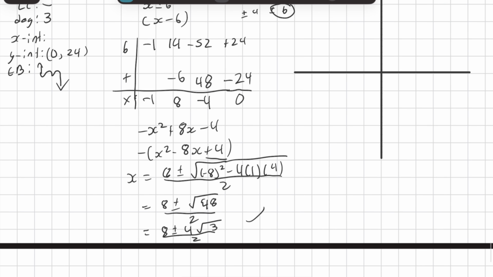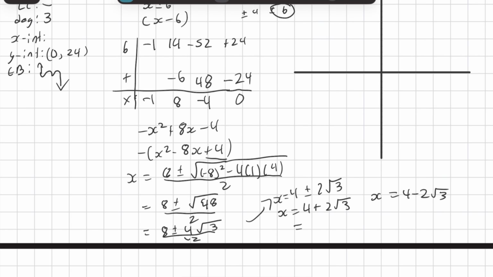I'm going to have to bring this back over here. So now you just simplify it with the 2. So it's 4 plus or minus 2 square root 3. So x is going to equal 4 plus 2 square root 3, and x is going to equal 4 minus 2 square root 3. So you're going to have it equal so that we can graph it.